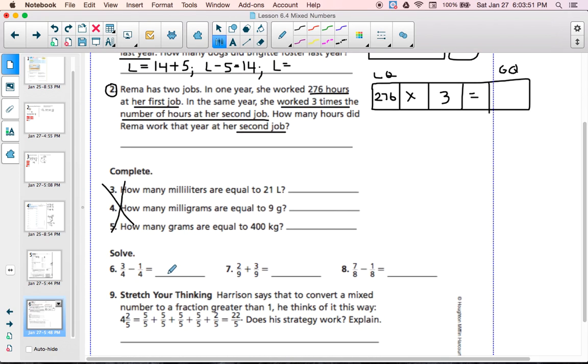So do those 2 problems and then be careful. I want you to do 6, 7, and 8. Remember, the denominator stays the same. And this will be bonus. Number 9 is bonus.